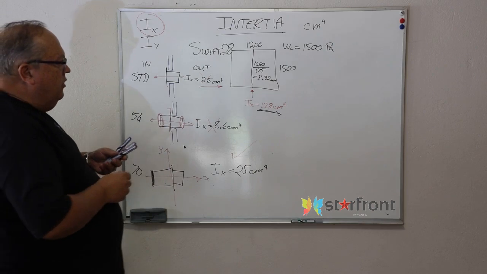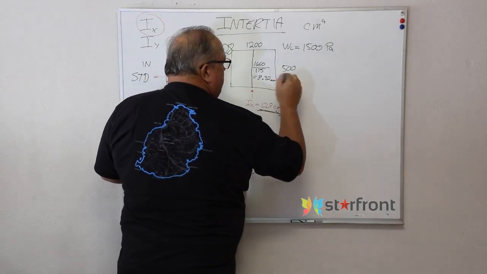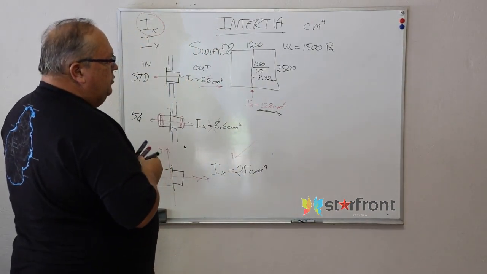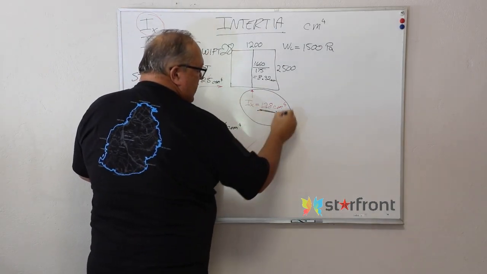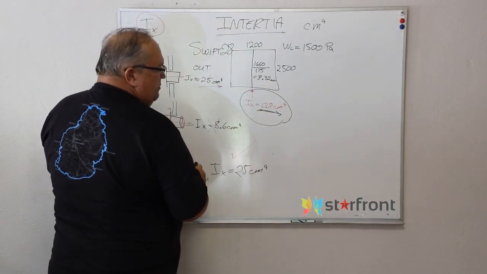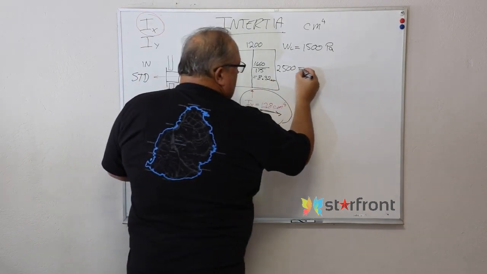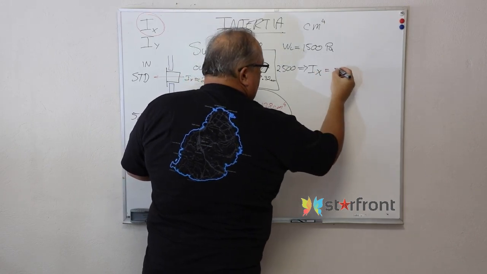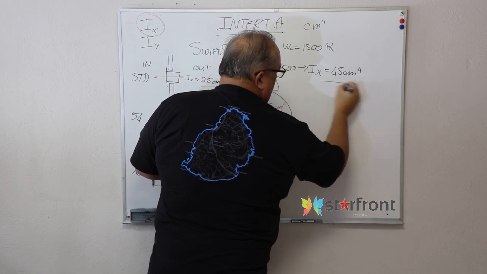What would happen now if I became ridiculous and said, well, I want to make this window 2.5 meters high? What that will do is force this IX value to be much greater. So on 2.5 meters, I might have a minimum IX value of, let's say, 45 centimeters to the fourth power.